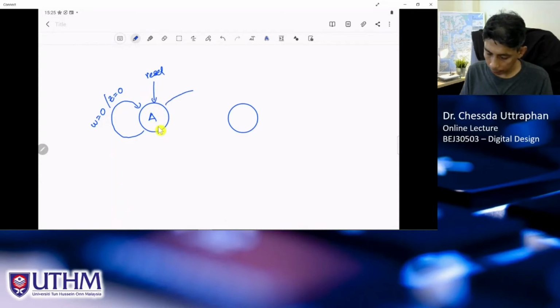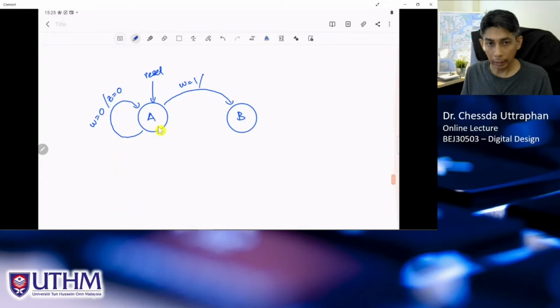So if w equal to 1, we should go to another state, for example, state B, right? And again, the output is within the state transition. So here there is only one w equal to 1, so z should be equal to 0. Still equal to 0 here, and we go to state B.